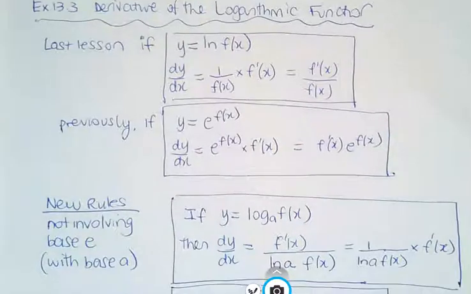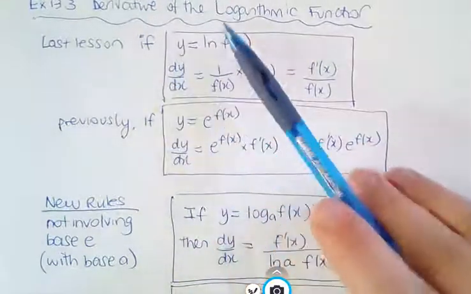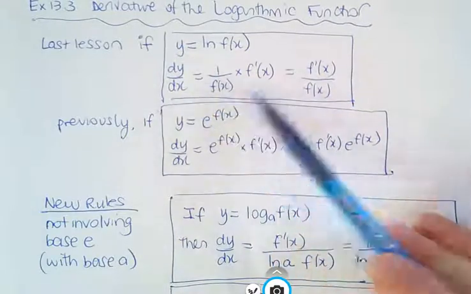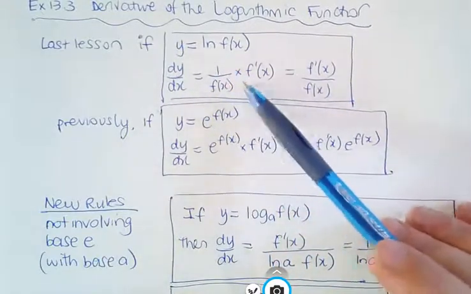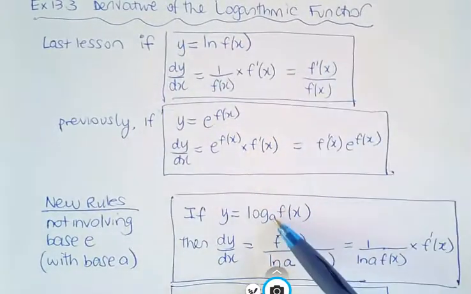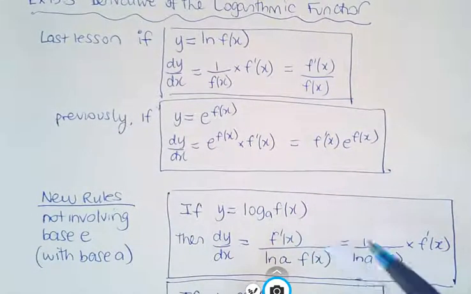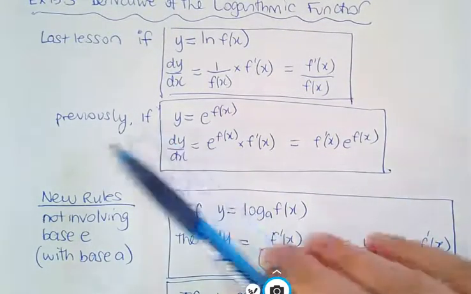Derivative of the logarithmic function. We know that if these were the rules that we knew already, y equals ln function of x, then dy dx, we do it like this, 1 over function of x times the derivative. But the new rule is log to the base a of function of x. Again, you've got f dashed x on fx, but ln a on the denominator. Okay? Remember, you do have your formula sheet previously.